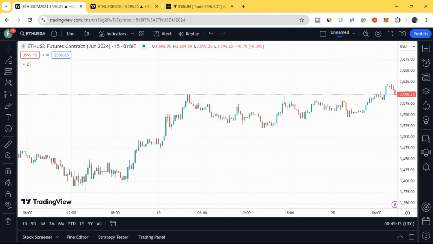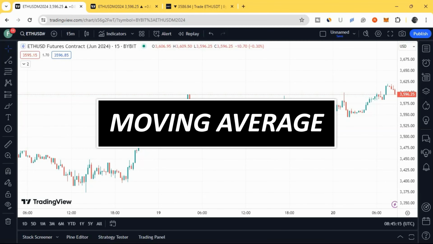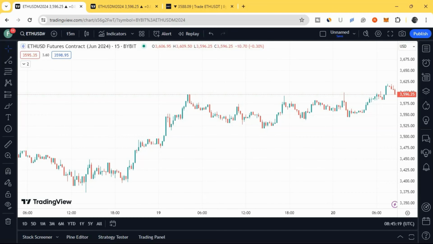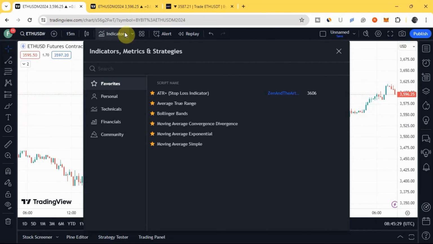And the first one is the moving average indicator. And the second one is the Bollinger Band indicator. Now, how do you add your indicators to the charts? To do that, you come right here to where you have indicators at the top of the screen and you click on it. Once you click on it, you bring out this search bar where you can search for the indicator you want to use.